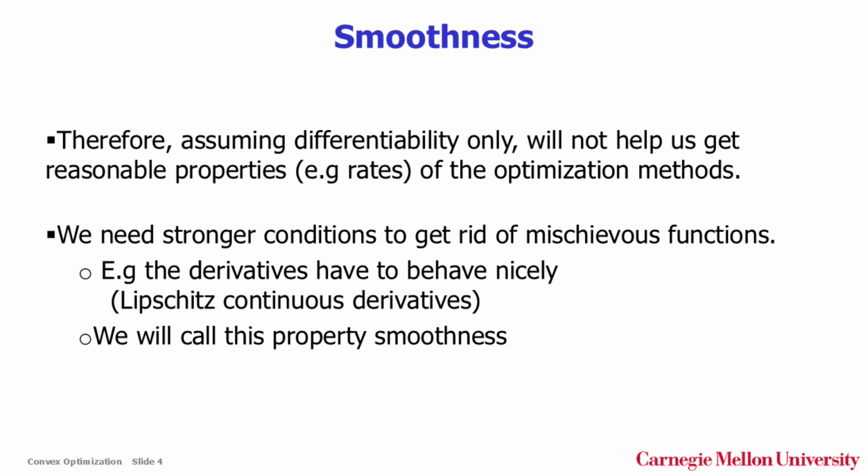We need stronger conditions to get rid of difficult to optimize functions. One such condition that we often request is that the derivatives have to behave nicely. The derivatives shouldn't change too quickly. Formally, we will assume that the derivatives are Lipschitz continuous. We will call this property smoothness.